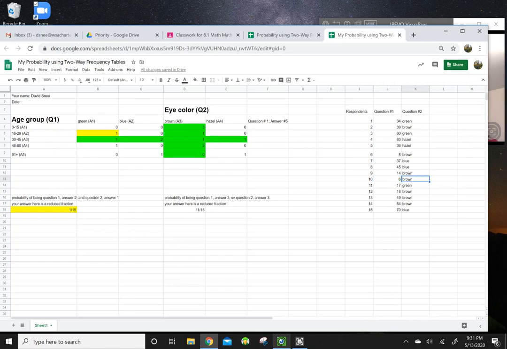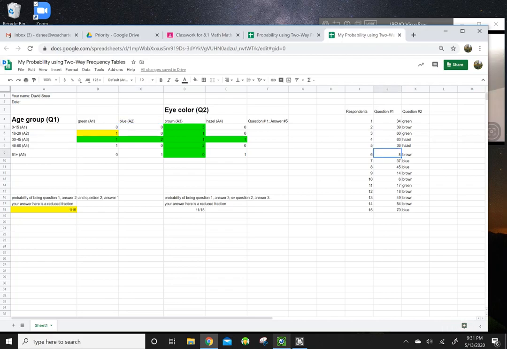I have 0 respondents that have green eyes that are in the 0 to 15 age group. Okay, so then I go to question 2, or answer 2 for question 1 in that 0 to 15 age group. Let's see.